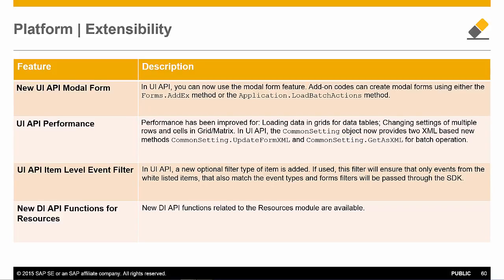We now have the use of the modal form feature in the UI API. Also, performance has been improved for loading data in grids for data tables. In the UI API, a new optional filter type of item is added. If used, this filter will ensure that only events from the whitelisted items that also match the event types and form filters will be passed through the SDK. In addition, new DI API functions related to the resources module are now available.